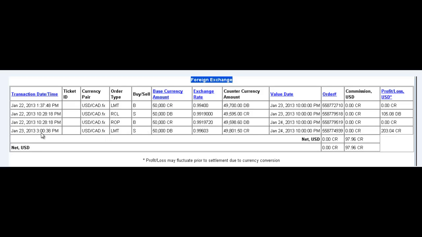And here's my exit on the 23rd. I stayed in this trade, and this was right at 10 a.m. Eastern Standard Time, as it zoomed up. It came up, hit my take profit, and it was a credit to my account of $203.04, and my net on this was $97.96. I'm going to go back now and tell you why I picked the US CAD over the Euro CAD.